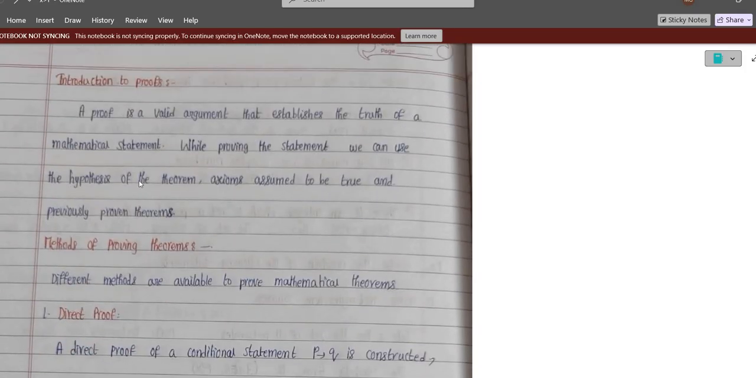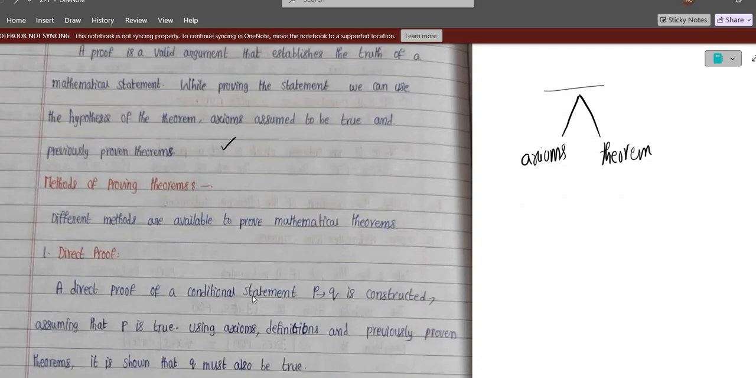So this is the next section of the chapter, Introduction to Proofs. If we want to prove a statement, we require some axioms and some theorems. With the help of axioms and theorems, we are going to prove some mathematical statements. So here the same thing is written. There are different methods to prove theorems and statements. So the first method is the direct method.